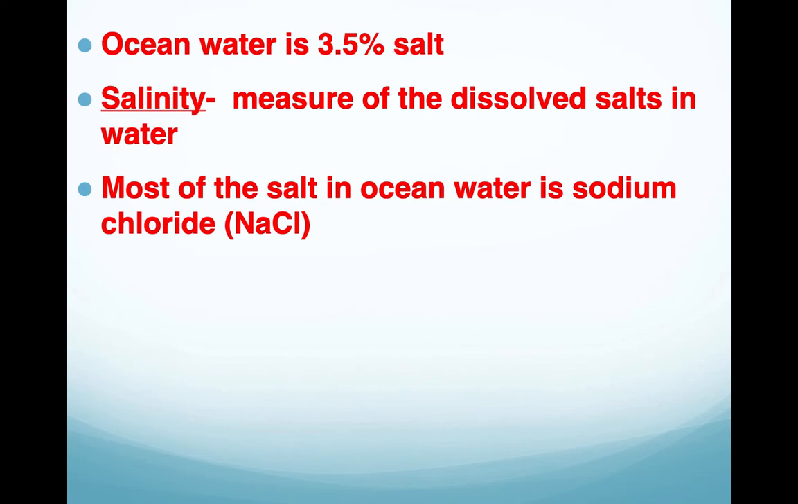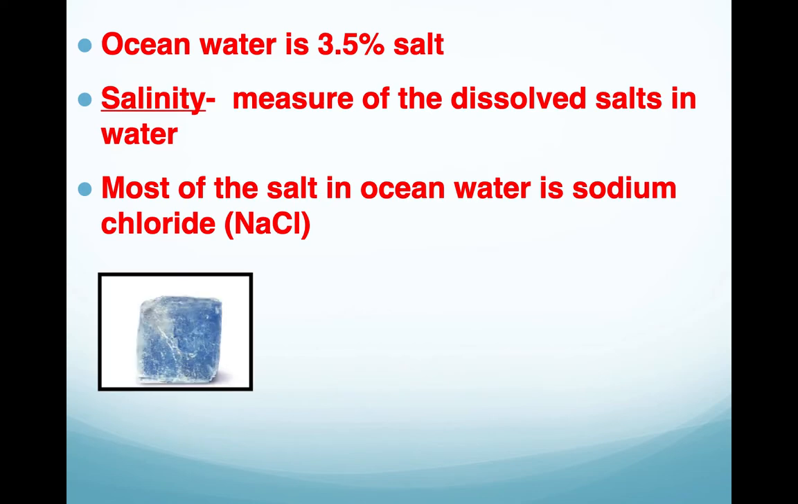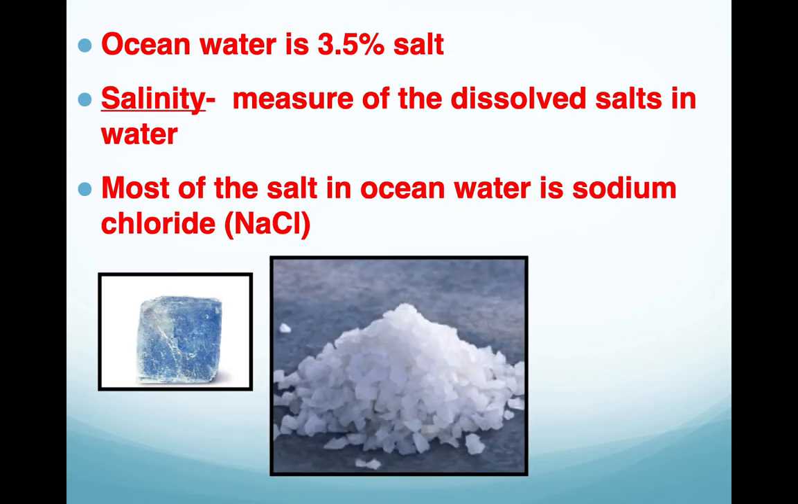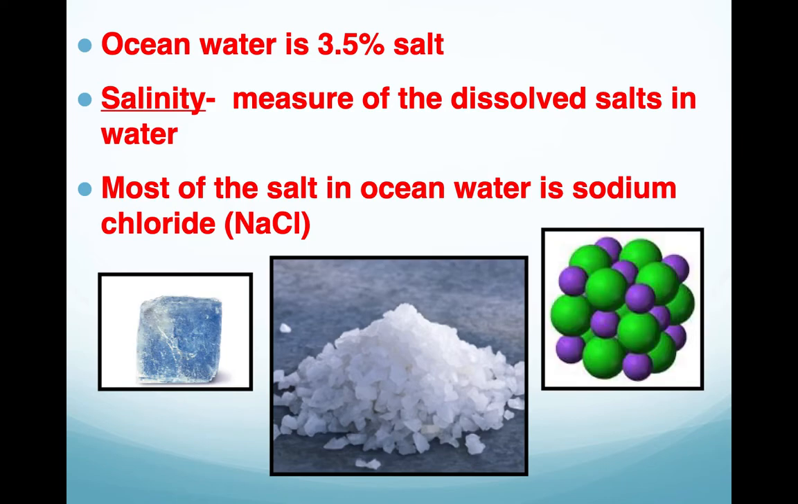Now, most of the salt in ocean water is sodium chloride. The salt called sodium chloride has the chemical formula NaCl: capital N, lowercase a, capital C, lowercase l. If you're talking to a geologist, they're not going to call it salt. A chemist is going to call it salt or sodium chloride, but a geologist is going to call it halite, the mineral halite. Really a cool compound.